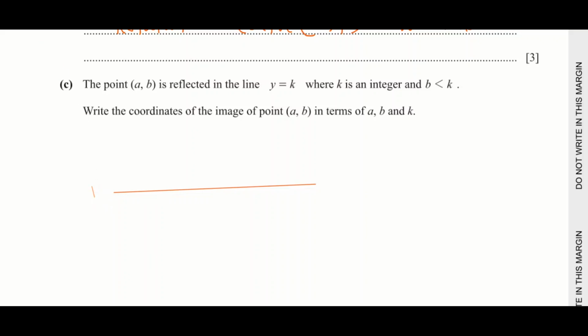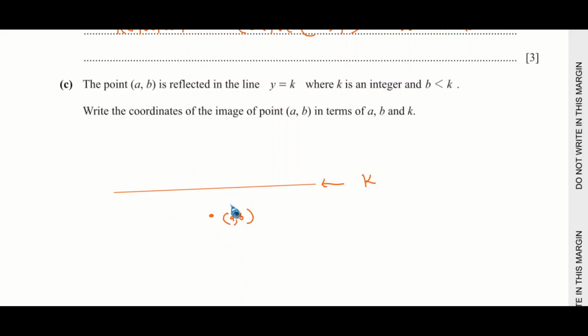So this will be k. That is y equals k, the mirror line. Okay, so if we have a point here, and the point is (a, b), it has the x value and it has the y value. a is the x value and b is the y value.